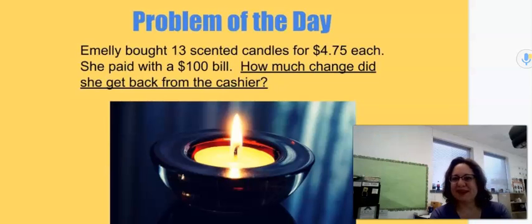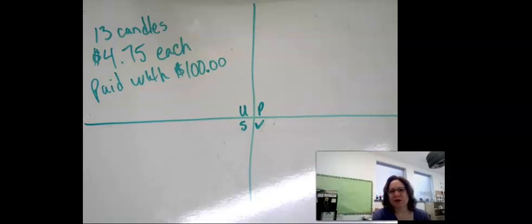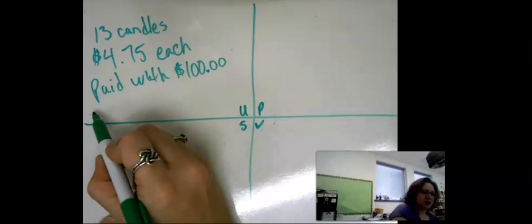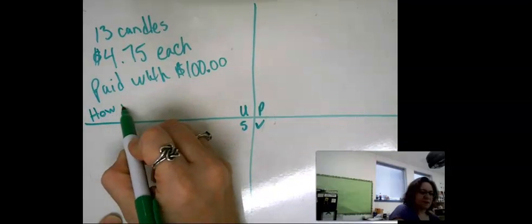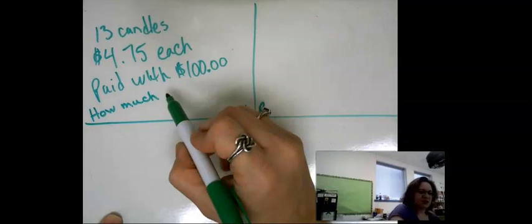Let's go ahead and set up our UPS check. So we know that there are 13 candles and that each candle was $4.75. We know Emily paid with a $100 bill, and the question was, how much change did she receive?